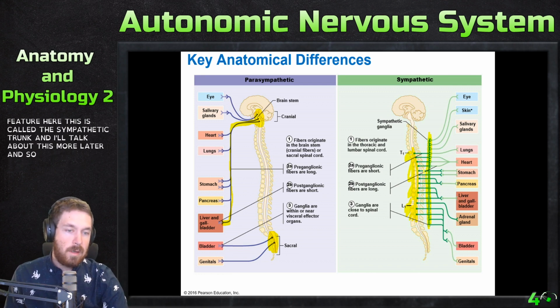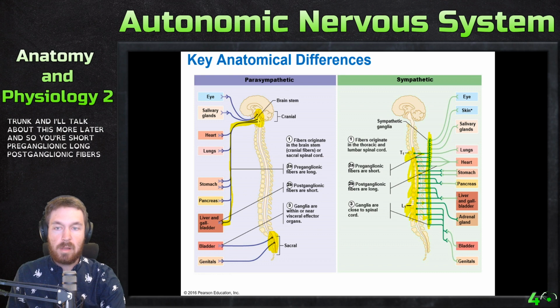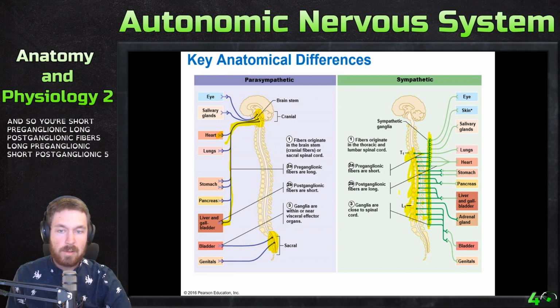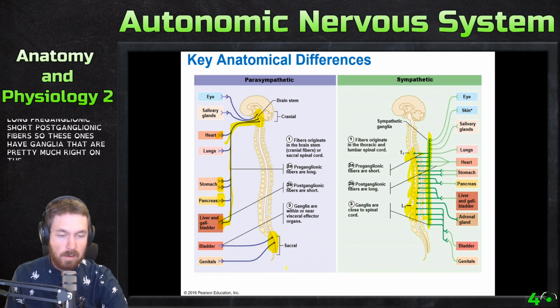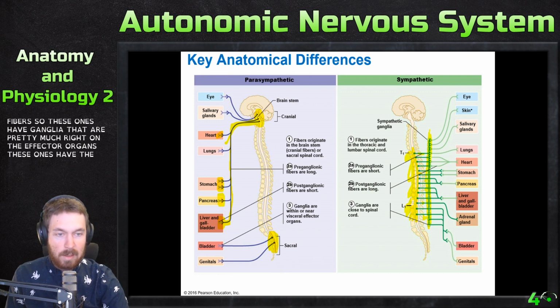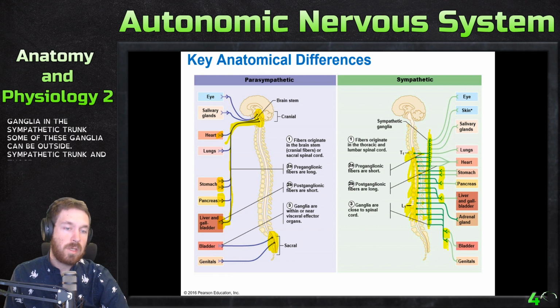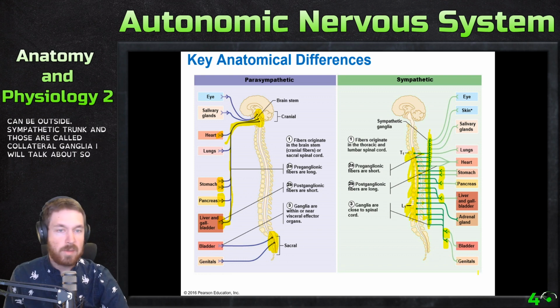And so here, short preganglionic and long postganglionic fibers; long preganglionic, short postganglionic fibers. So these ones have ganglia that are pretty much right on the effector organs. These ones have their ganglia in the sympathetic trunk. Some of these ganglia can be outside that sympathetic trunk, and those are called collateral ganglia. We'll talk about some of those as we go through this.